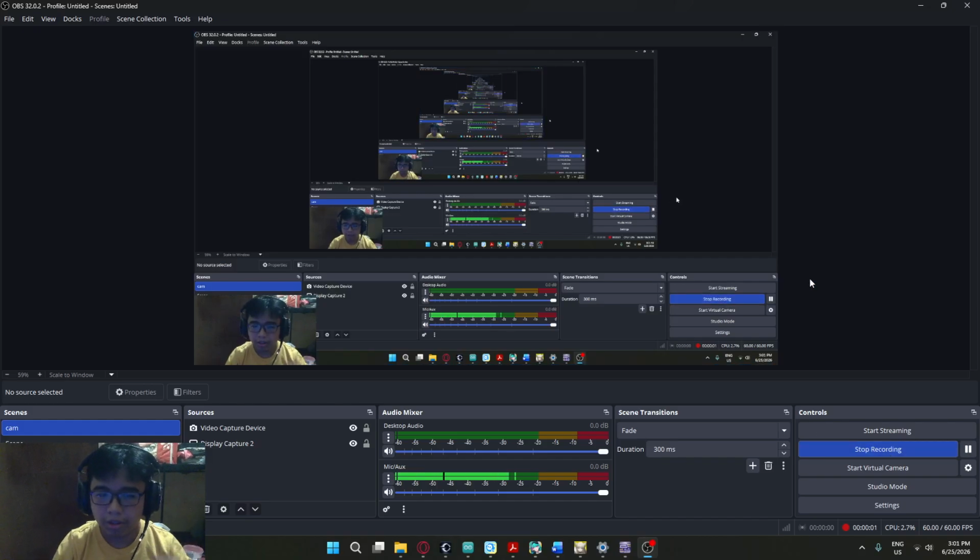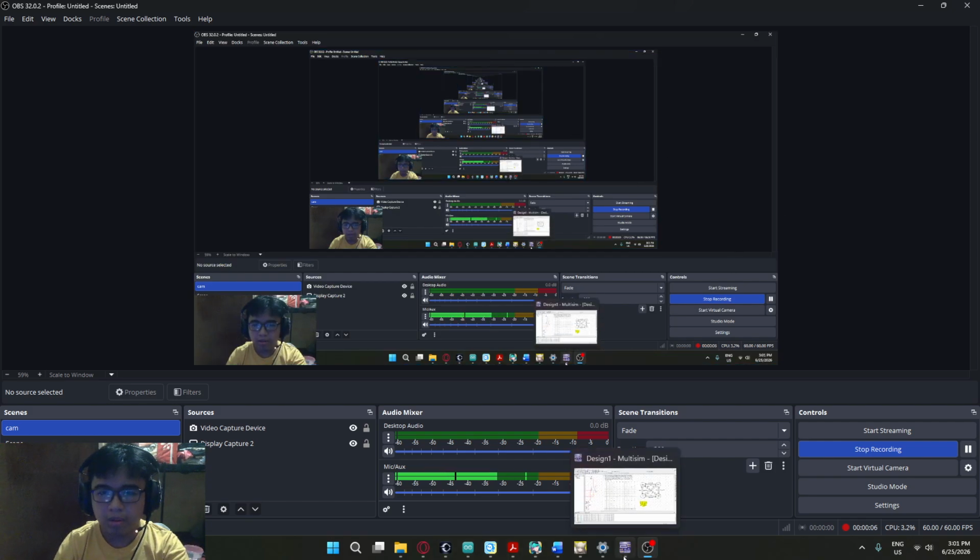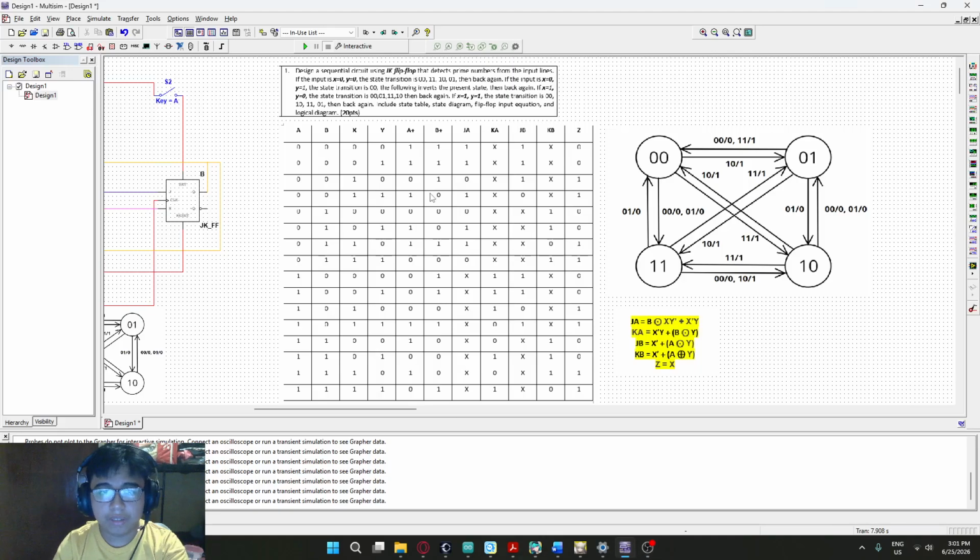Hello, this is our recording for the simulation of the problem for the CP101-1L finals. Given a problem of designing a sequential circuit using JK flip-flops that detects prime numbers from the input lines, if the input is x equals 0, y equals 0, the state transition is 0, 0 to 1, 1 to 1, 0 to 0, 1, and then back again to 0, 0.